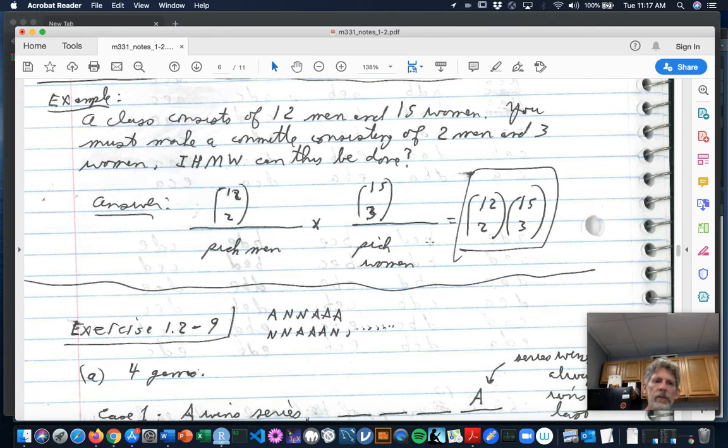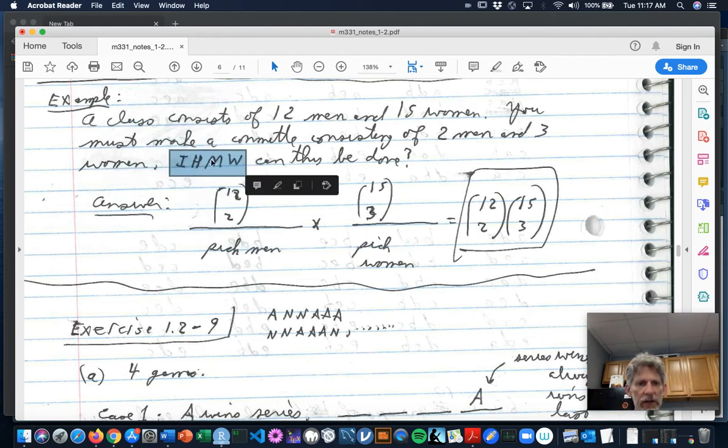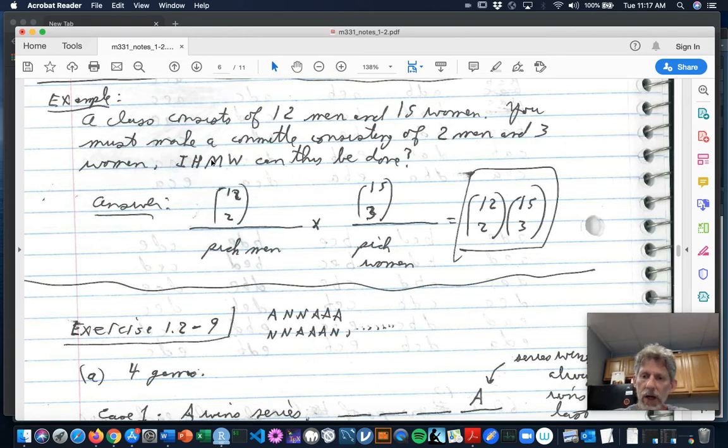Another example. Say that a class consists of 12 men and 15 women, and you have to make a committee that represents the class. And there are some rules for the committee. It has to consist of 2 men and 3 women. In how many ways, sometimes you get tired of writing a lot of stuff, can this be done? Well, the job of making the committee can be broken down into 2 tasks. Pick your men, pick your women.